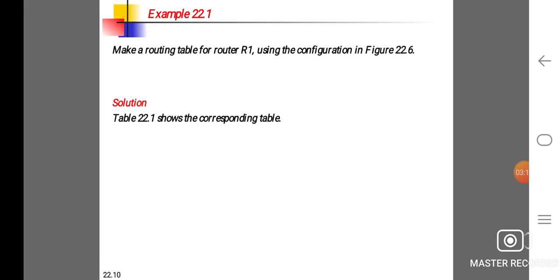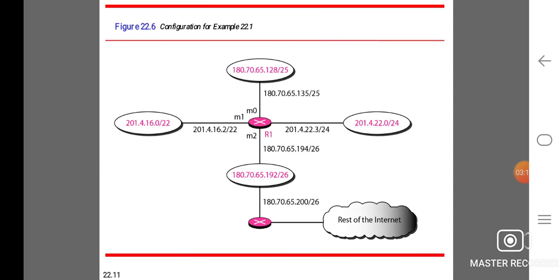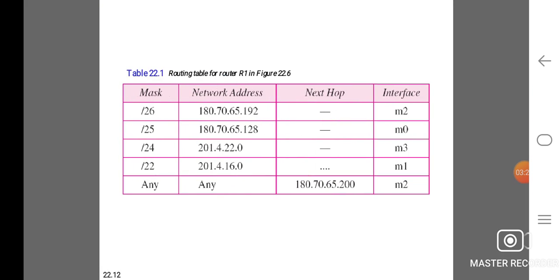Make a routing table for router R1 using the configuration in the figure that shows the corresponding table. Routing table for R1 in the figure. Masks: 26, 25, 24, 22.